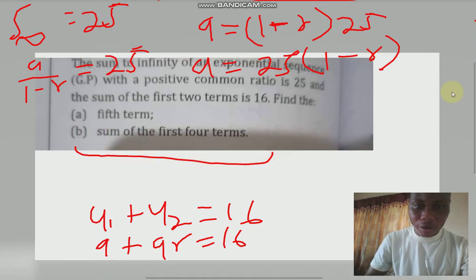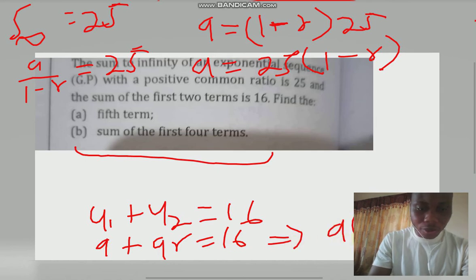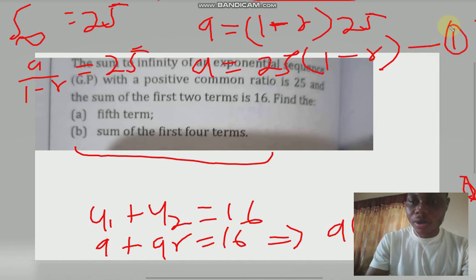Let me go a bit down small. Alright, so let's continue. If I simplify this, I get a times 1 plus r equals 16. That should be my equation 2, and this can be my equation 1, right?